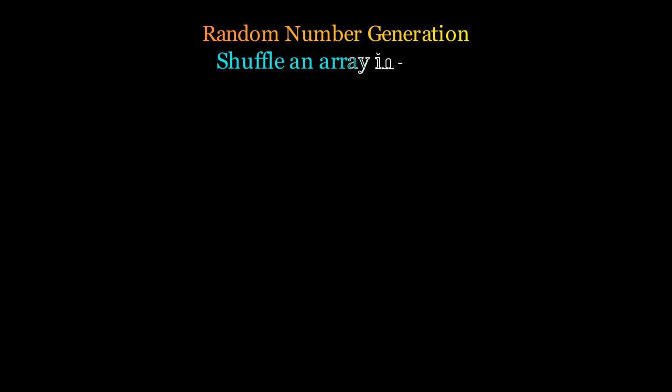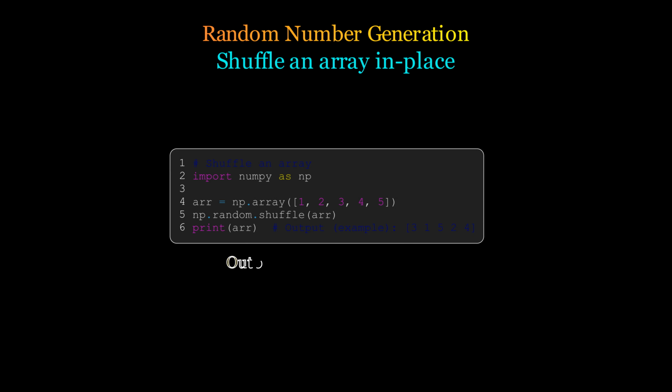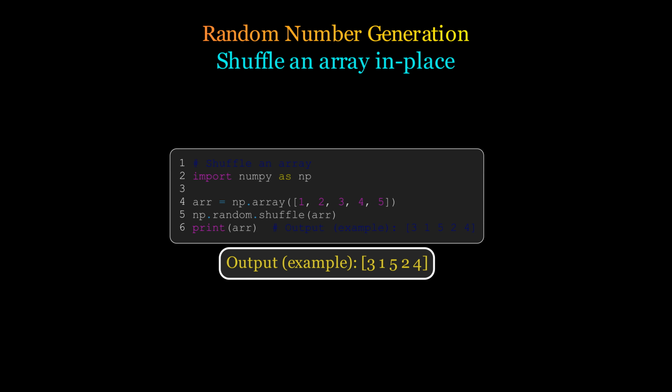Array shuffling randomly reorders elements. The shuffle function operates in place, meaning it modifies the original array rather than returning a new one. This is particularly important in machine learning for shuffling training data before each epoch. Notice how the original order 1, 2, 3, 4, 5 is randomly permuted.